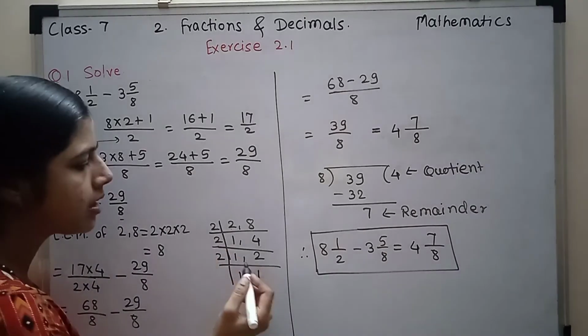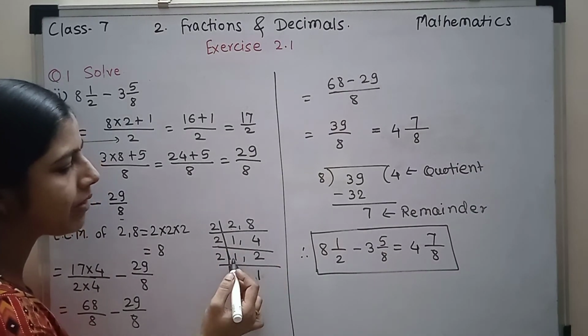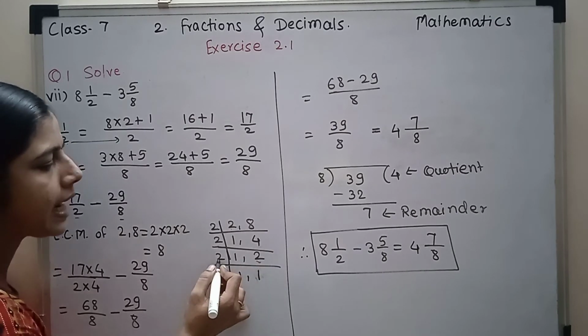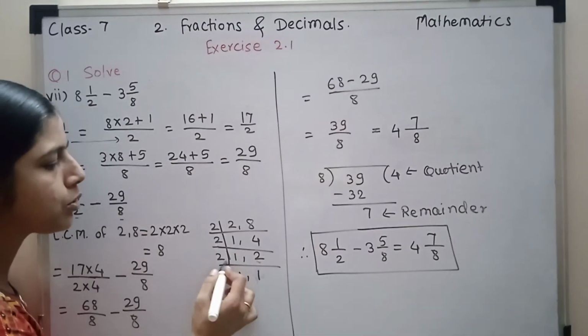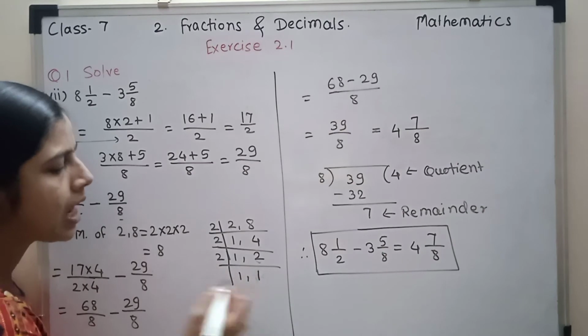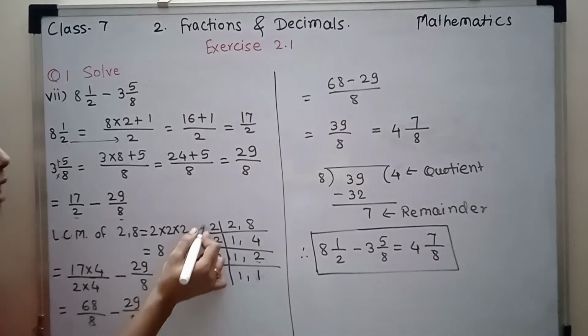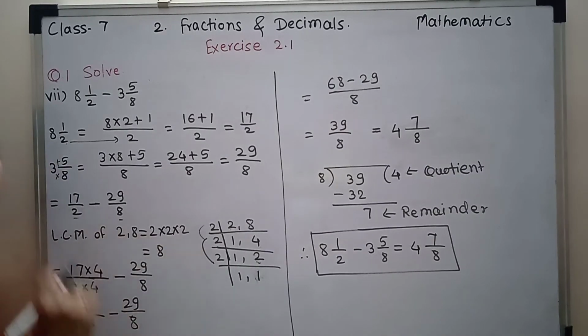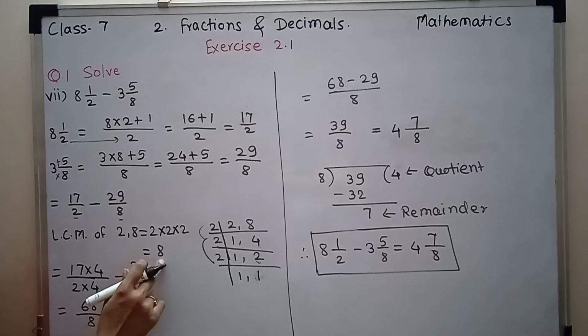So 2 1s are 2, 2 2s are 4. 1 will appear as it is. Again we have the 2 over here, so we can divide it again by 2. So 2 1s are 2. 1 will appear as it is. So LCM will be what? 2 into 2 into 2. So 2 into 2 into 2 is what? 8. Therefore LCM of 2 and 8 is 8.